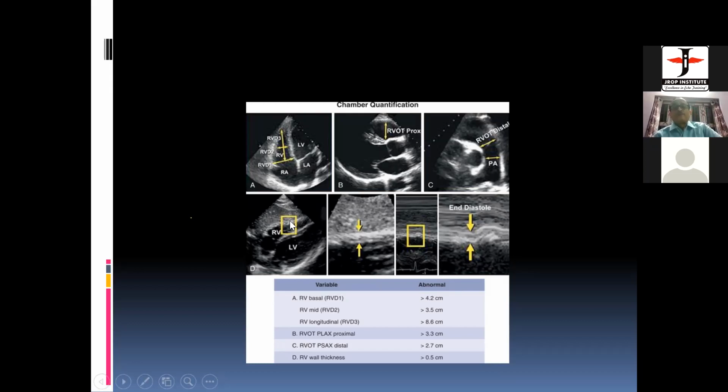You have to measure from subcostal view with the tricuspid valve leaflets fully open, at the level of the tips of the tricuspid valve leaflets. Be careful not to measure the epicardial fat or the endocardial trabeculation. See, there is a lot of epicardial fat here and endocardial trabeculation here. The normal value is less than 5 millimeters.